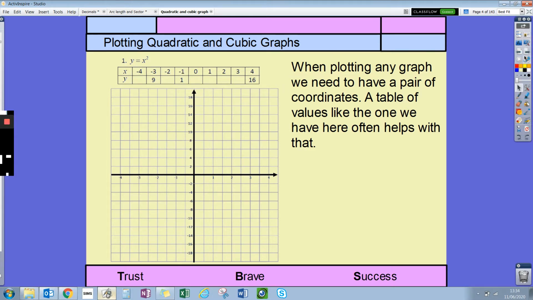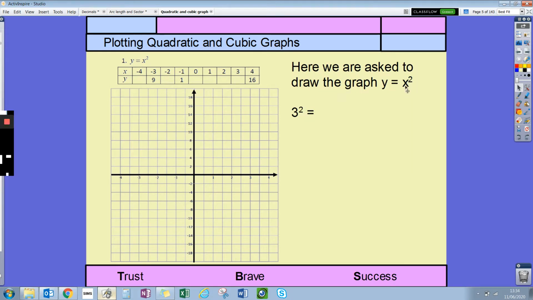So we're going to plot the graph of y equals x squared. So that means that our y value will be the x value squared. So for instance here, one that's already filled in for us, 4 squared is 16. So we're going to start here, 3 squared, which is 9. 2 squared, which is 4. 1 squared, which is 1. 0 squared, which is 0.